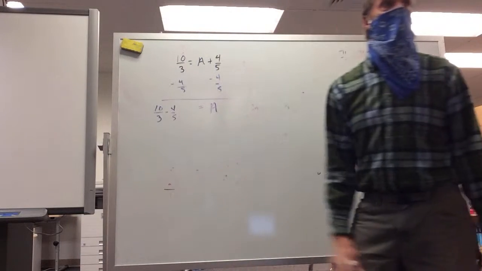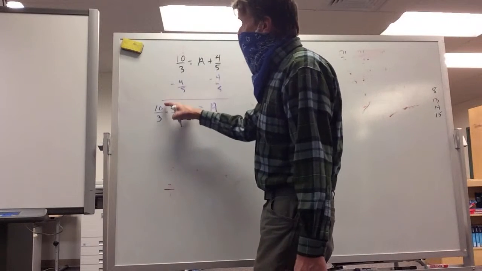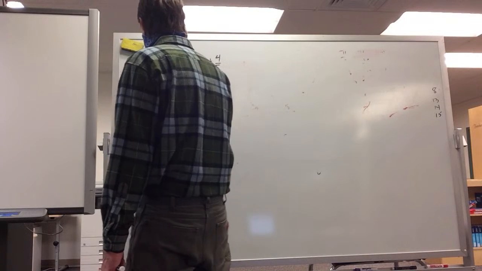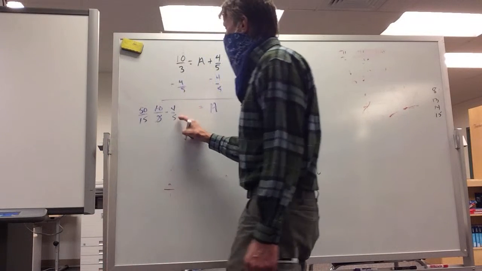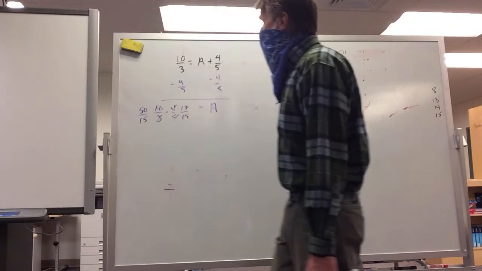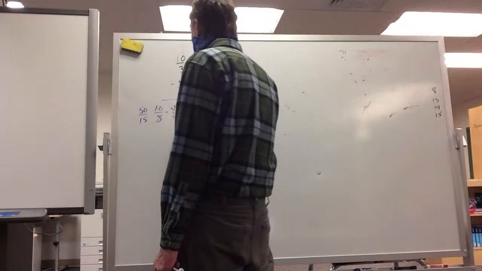you need to have a common denominator, which is going to be what? 15. So we have to multiply top and bottom by 5. So this is 50 over 15. Subtract 12 over 15. And then you end up with how much? 38 over 15.